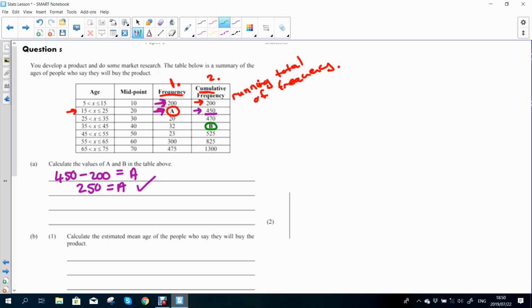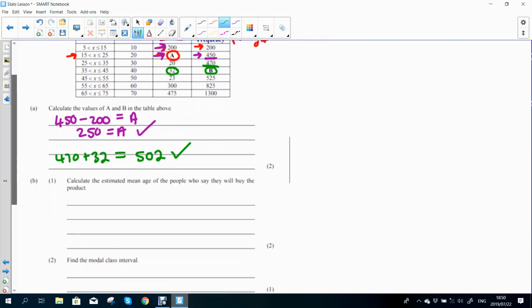And now the one that's missing is inside the cumulative frequency. So what total or which two numbers will give me this answer? At this stage, the sum of my frequencies, the one at the top, is 470. So I take 470 plus the next frequency, which is 32. So that's 470 plus 32 gives me the running total of my frequency, which will give me 502. And that's your second mark. Okay, let's go to the next one.